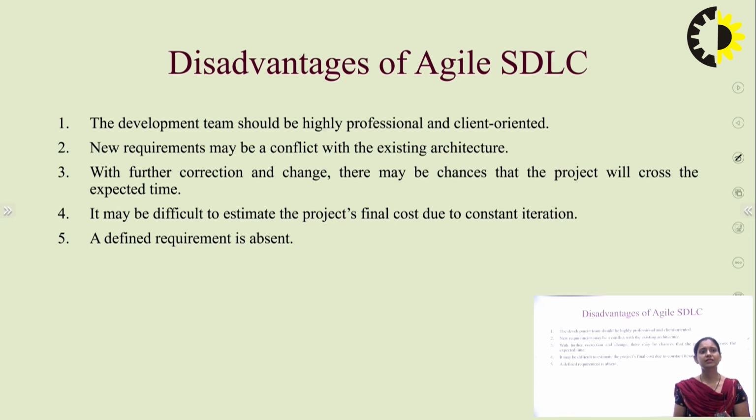It may be difficult to estimate the project's final cost because of different iterations. The requirements of the user keep on increasing and changing, and hence the cost cannot be defined. With further correction and change, there may be chances that the project will cross the expected time, because there is no limit for the user to give his requirements. If the requirements are changing, and the corrections and changes are being done, the time span in which the project needs to be completed may be crossed.